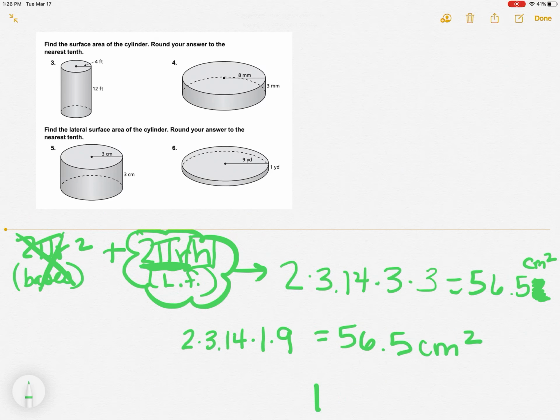Those cylinders have the exact same lateral surface area, except they have 2 completely different shapes. Do you see now how 5 has a 3 and a 3, which is 9, and then 6 has a 9 and a 1, which is also 9. So for lateral surface area, it works out.